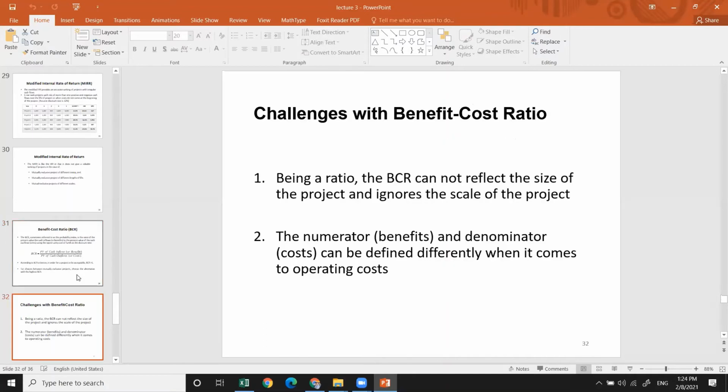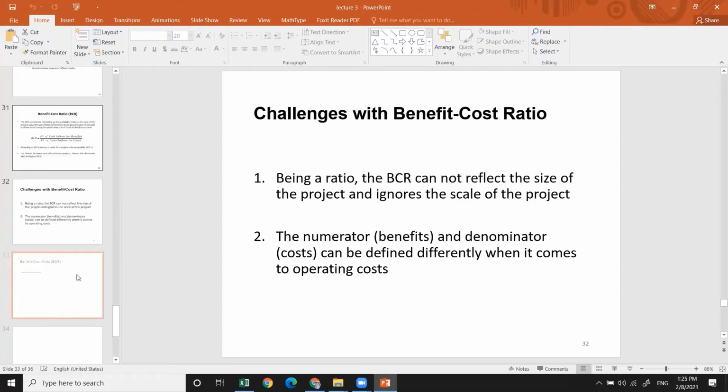There are some challenges in benefit cost ratio. Being a ratio, it cannot reflect the size of the project, and it actually ignores the scale of the project. And the numerators and the denominators can be defined differently when it comes to operational cost. The example we've given below on the slide.